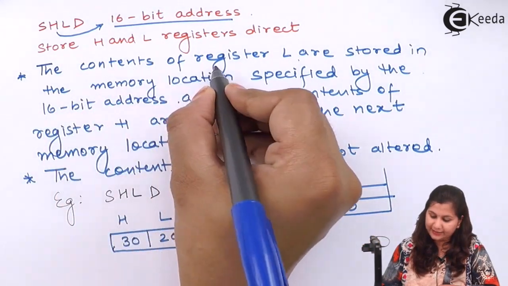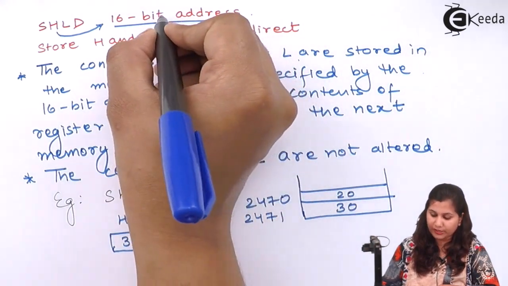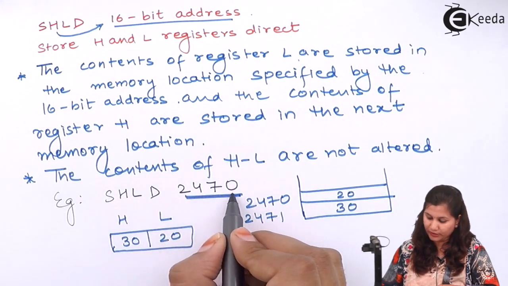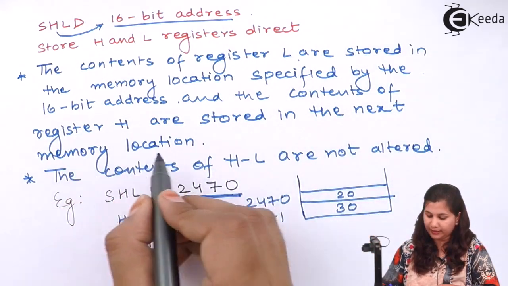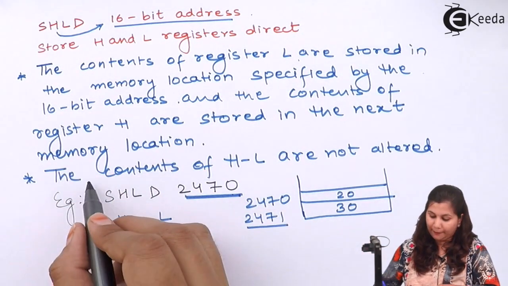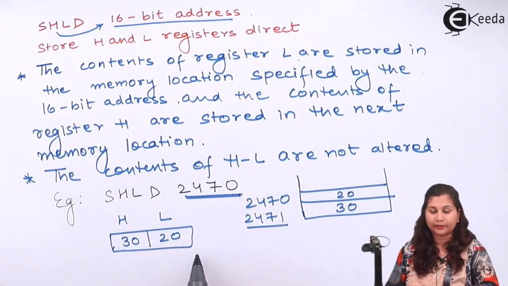So it is saying that the contents of register L are stored in the memory location which is specified by this 16 bit address, that is 2470, and the contents of register H are stored in the next memory location, that is 2471. But the contents of the HL register pair are not altered.